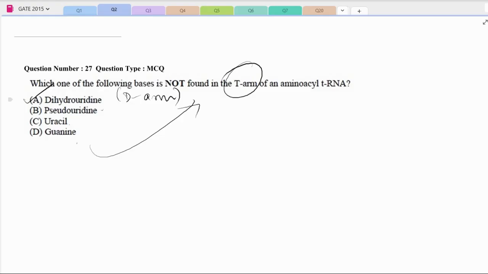So this is also a pretty easy question. You can also answer this by deductive reasoning if you know that there is a D arm that exists in tRNA and that D arm exclusively contains dihydrouridine, which is not present anywhere else. Moving on to the next question.